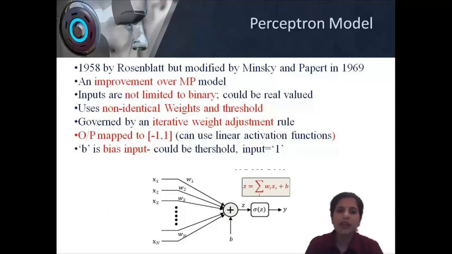and used temporal information processing. Again, as I told you, the output could be mapped to a bipolar output or to any linear activation function, depending upon what function has been employed. A bias input was used, which could be a fixed bias value of +1, or any fixed value such as +1 or -1, or it could be used as a threshold. So that flexibility was given.